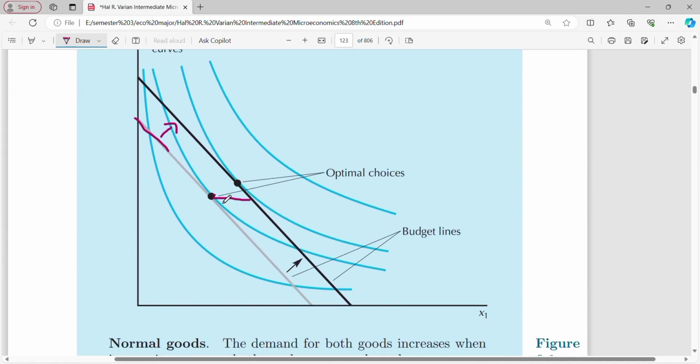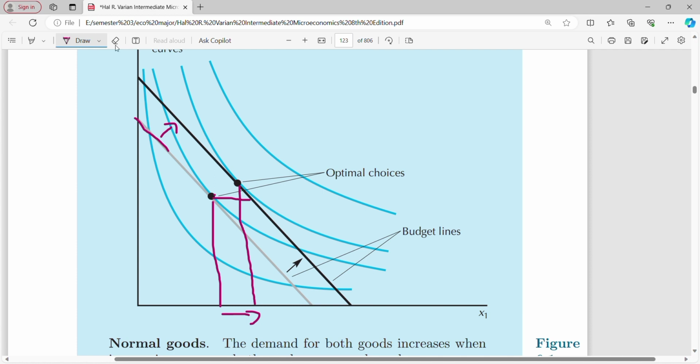So when the income increased, the demand also increased. In the first part, the demand was here. In the second income, the demand is here. So the demand has increased this much when the income increased. So that is a normal good. Normal good means when the consumer's income increases, demand for that particular good also increases. When the consumer's income decreases, demand for that particular good also decreases.